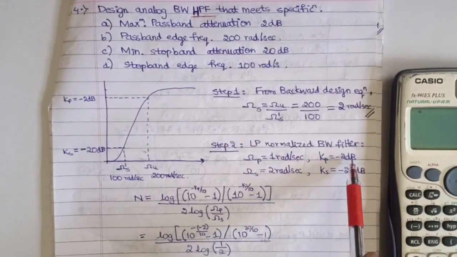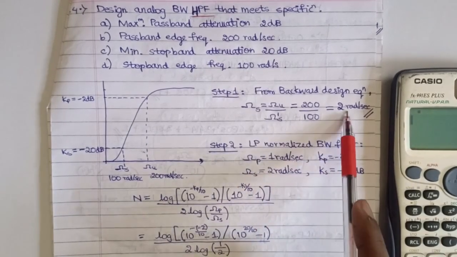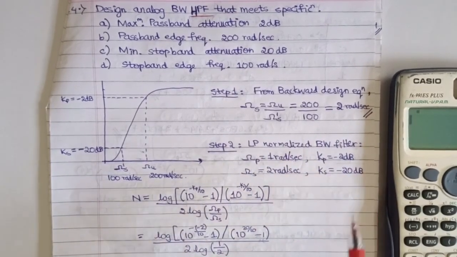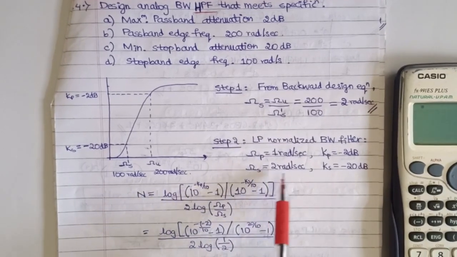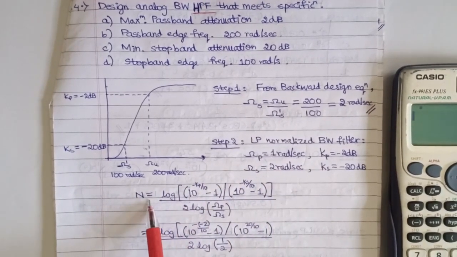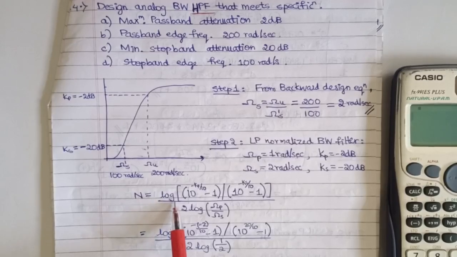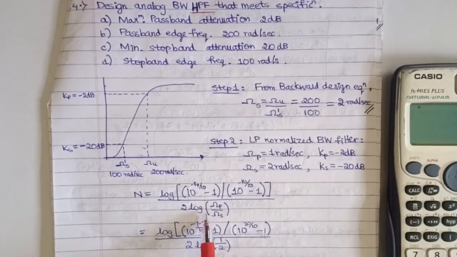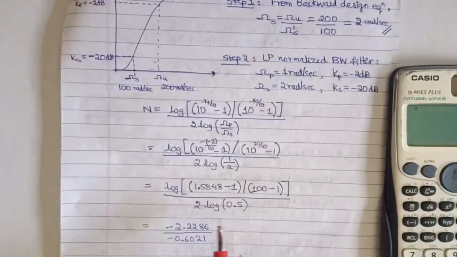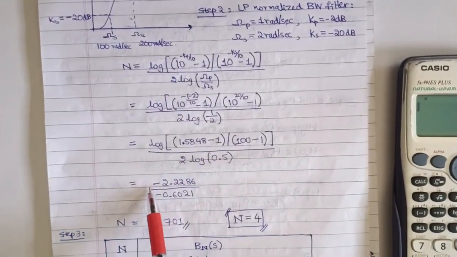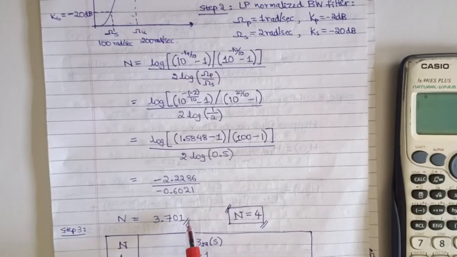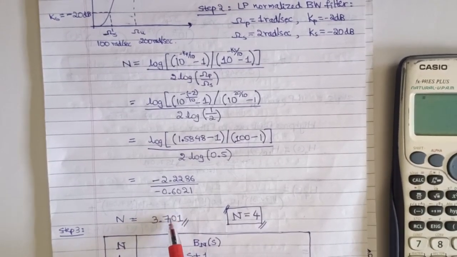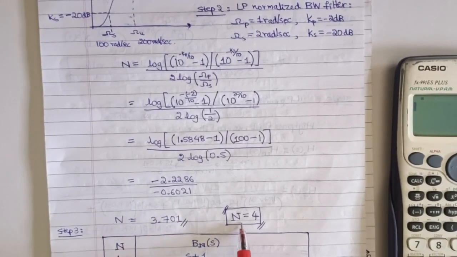We know that Kp is given as minus 2 dB, omega s is 2 radian per second, Ks is minus 20 dB. Substituting these given values to find the value of n, n is equal to log of 10 raised to minus Kp by 10 minus 1 divided by 10 raised to minus Ks by 10 minus 1, whole divided by 2 log omega p by omega s. Substituting these values in the formula, we get n as 3.701. We have to round off this n value to the next integer. We get n as 4.